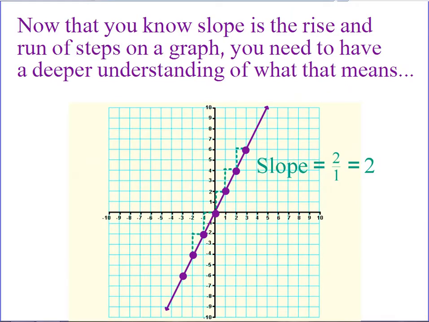Make sure that you've watched the slope video and you know about slope and rise over run before you watch this one. So now we know that slope is rise over run, right? Steps on a graph. You'll need to have a deeper understanding of exactly what that means, and that's where we're going with this today. So in our example, from left to right, from point to point, we went up 2 before we went to the right 1. So rise over run becomes 2 over 1, or 2.